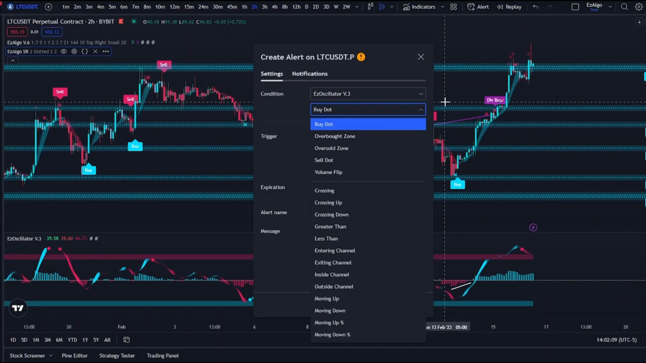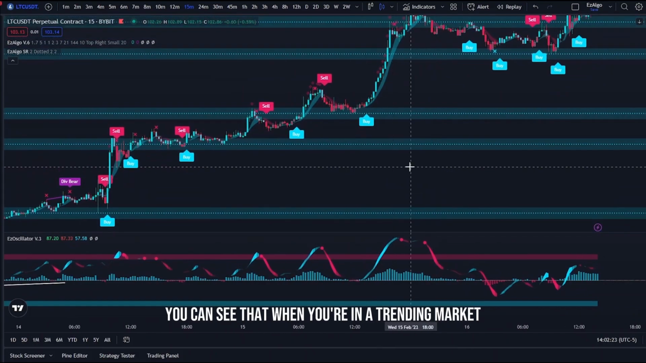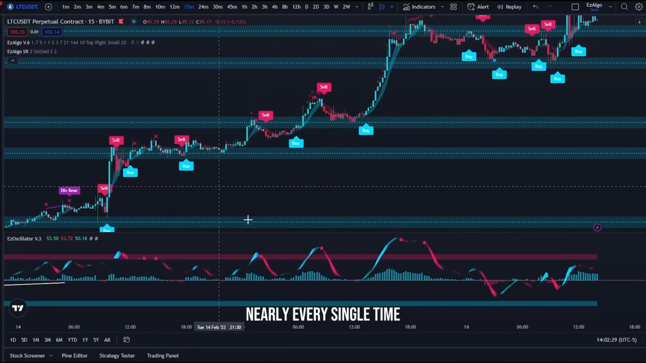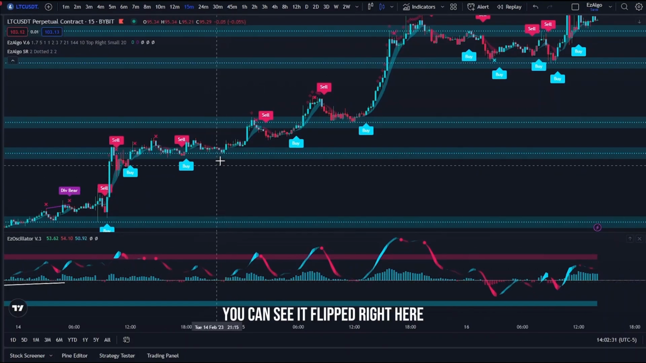Now the volume flip is actually very, very powerful on its own. So especially if I go to a lower time frame, you can see that when you're in a trending market and the volume flips from red to blue, nearly every single time, you can see it flipped right here, price goes up.